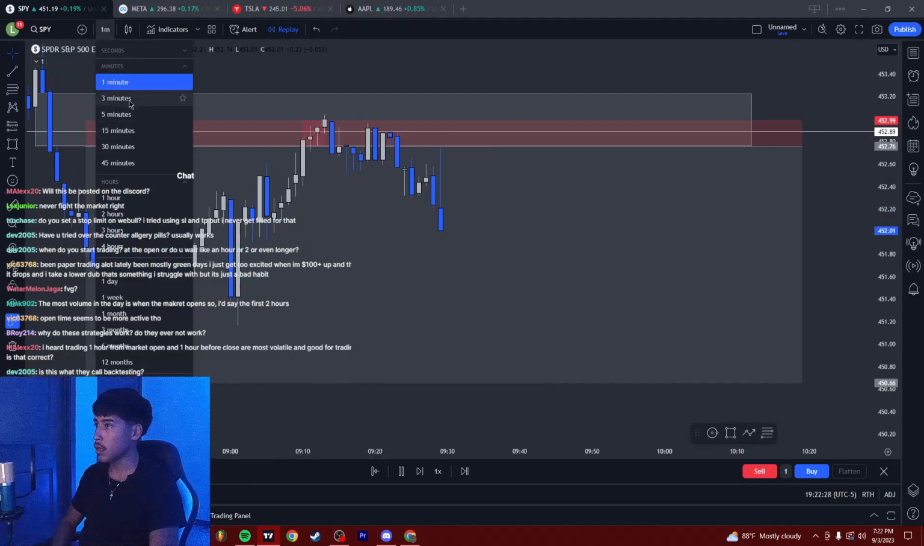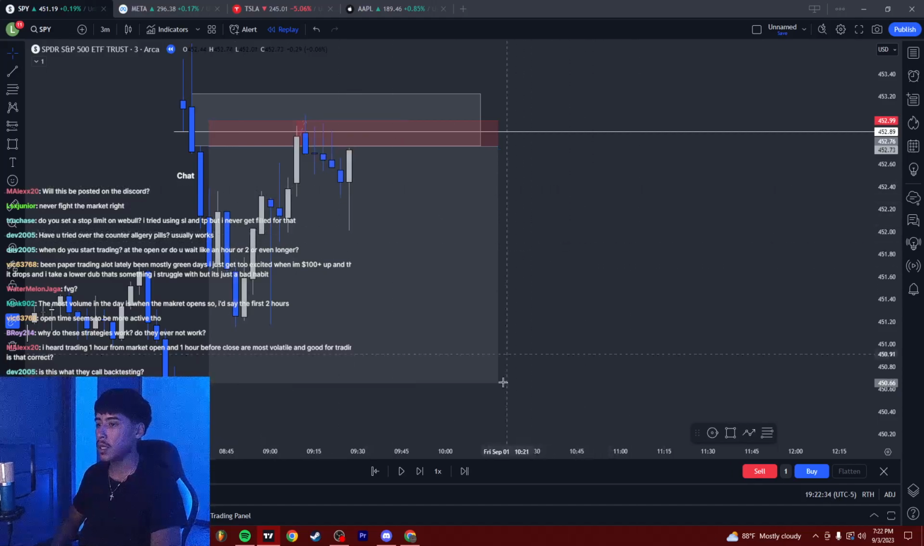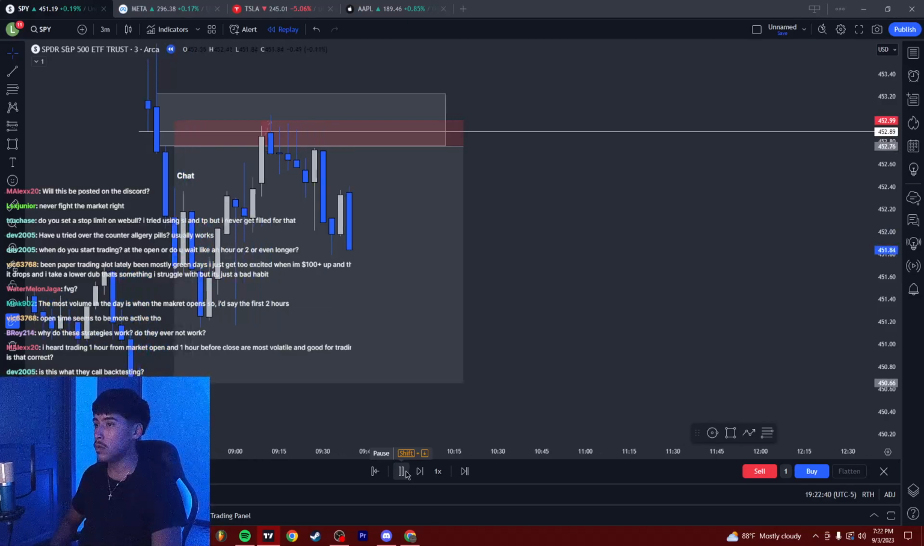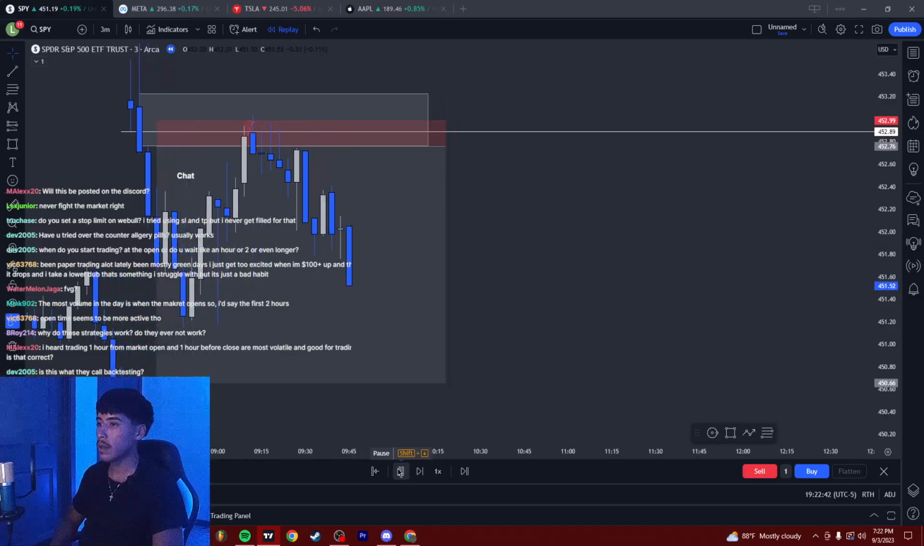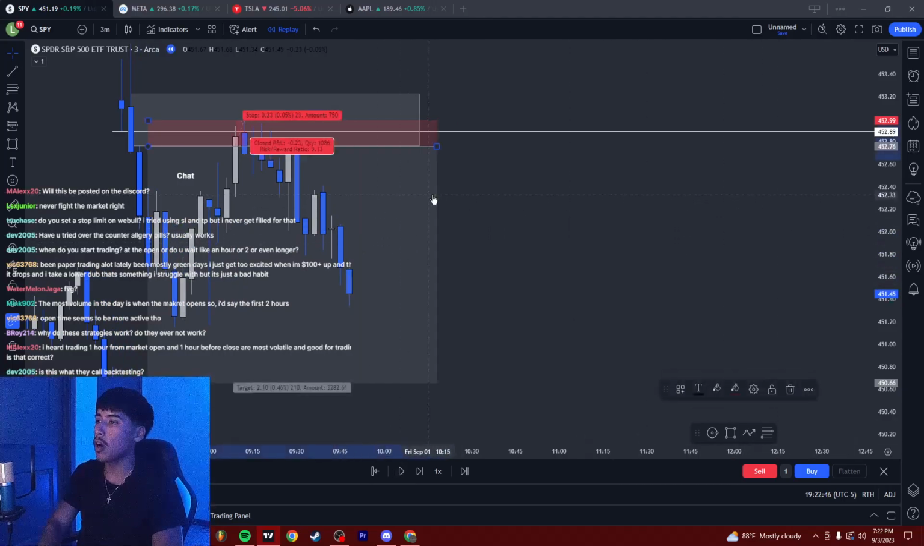If I go into a larger time frame, it's going to clear up. Once you enter the trade, you can enter larger time frames, and it's going to help you out a lot more. Boom. Simple as that. Is this what they call backtesting?